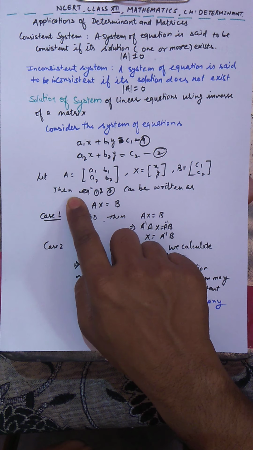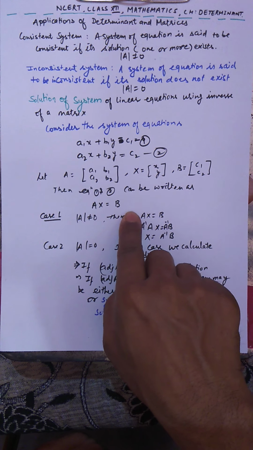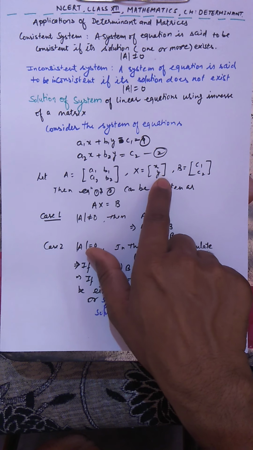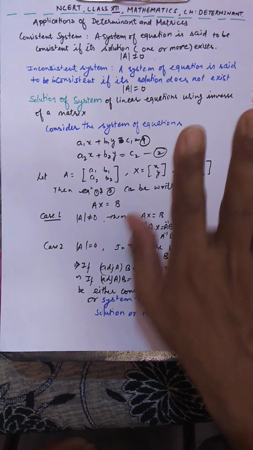So now the equations 1 and 2 can be written in matrix form as AX = B. If you simplify this AX = B, you multiply A into this and put it equal to B, you'll get the same equations 1 and 2 again.